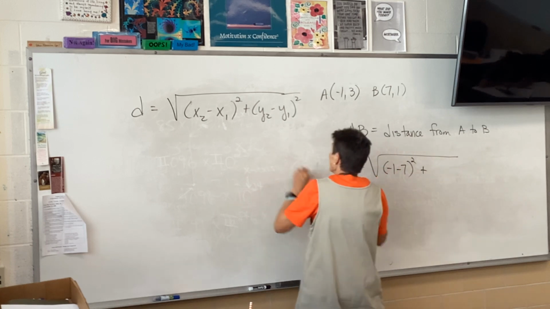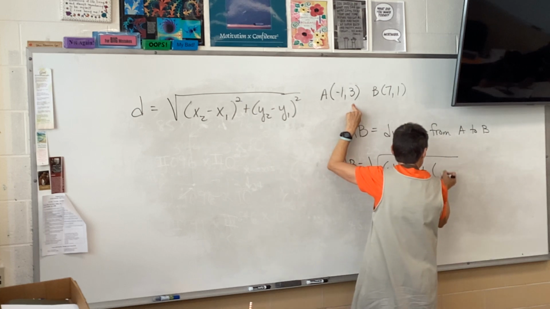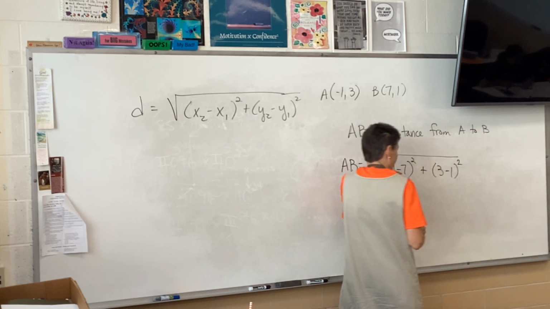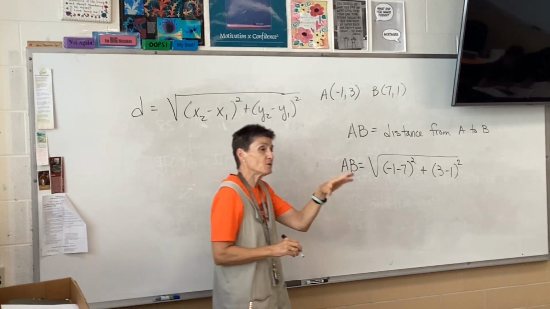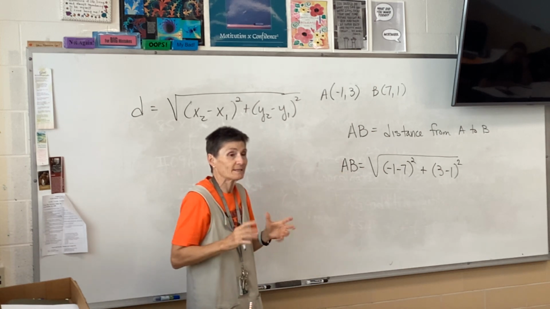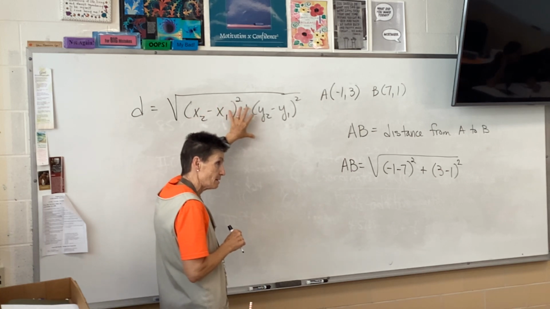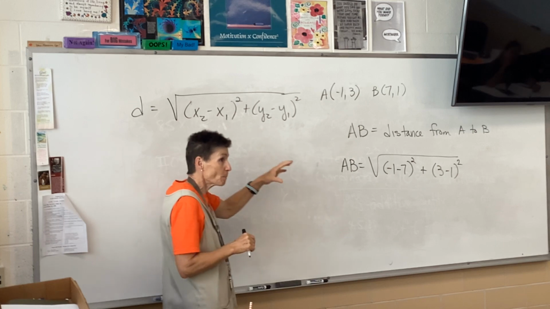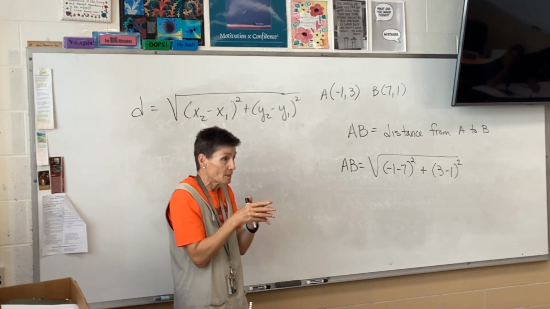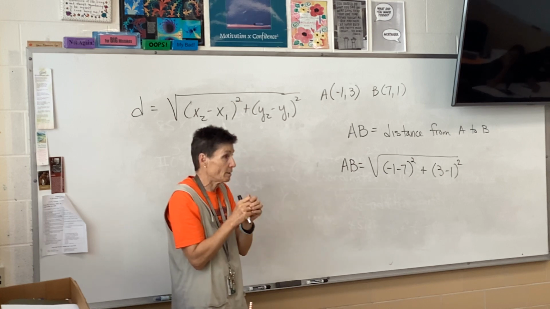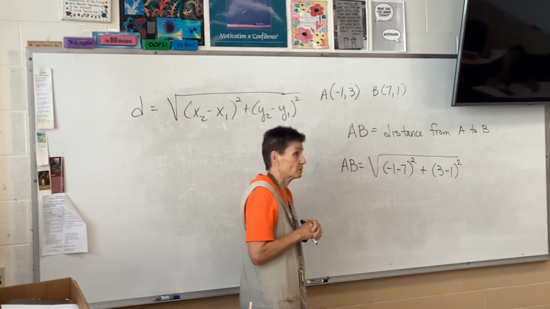And then I need to subtract my y's. So 3 minus 1. No one ever in your life is gonna say write the distance formula, so you do not need to memorize the formula. You have to memorize what it does. You subtract the x's, square them, subtract the y's, square them, add it together, and then take the square root.